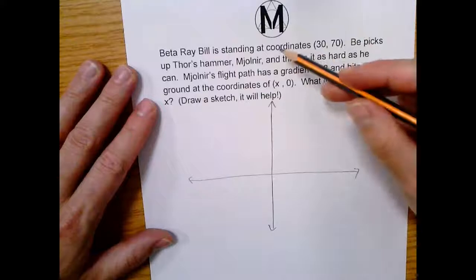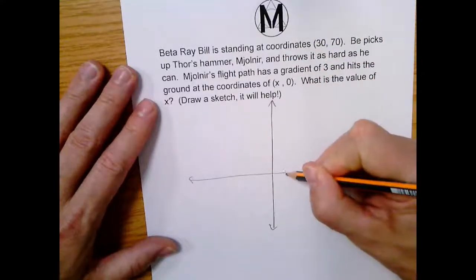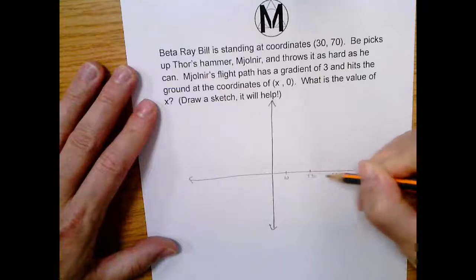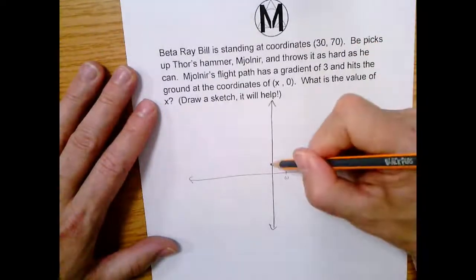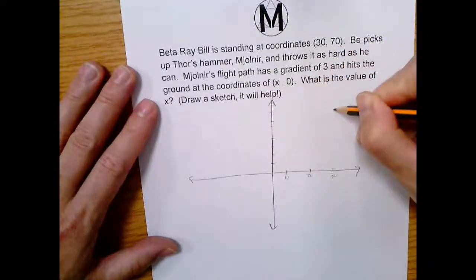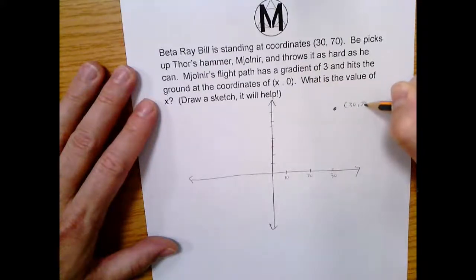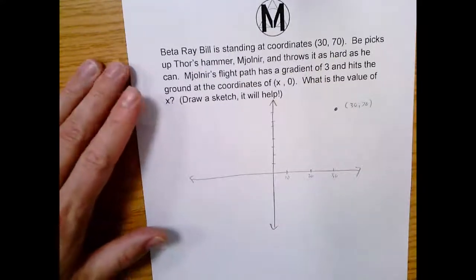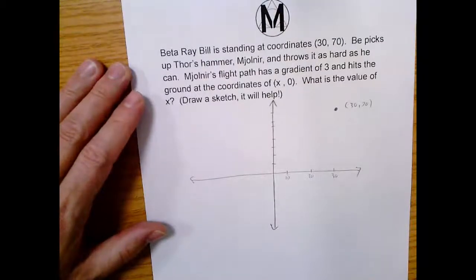Okay, so it says Beta Ray Bill is at coordinates (30, 70). So let's do tens: 10, 20, 30. And then 70: 10, 20, 30, 40, 50, 60, 70. All right, so here is Beta Ray Bill. He's at (30, 70). And then he throws this hammer with a gradient of 3. A gradient of 3. And it hits the ground.